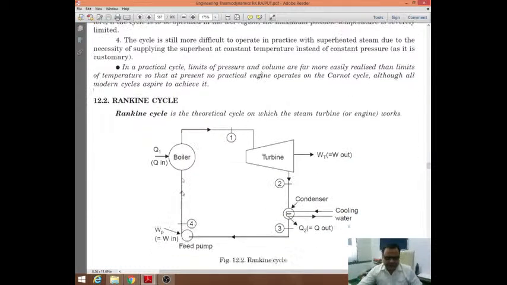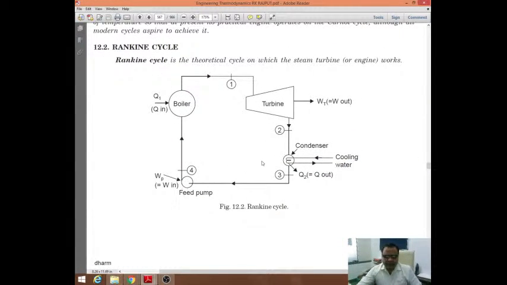Now, what is the modification done in the Rankine cycle? In the Rankine cycle, what is done? Two important things. One is that the constant temperature processes are replaced by constant pressure processes, meaning the heat addition process and the heat rejection process. Both are constant pressure processes in the Rankine cycle, which are practically easily achievable, and that too we can arrange the process right from the subcooled water region to the superheated region without any difficulty.